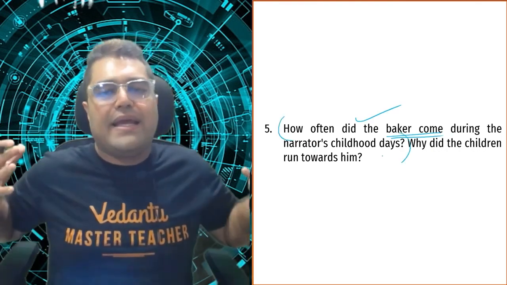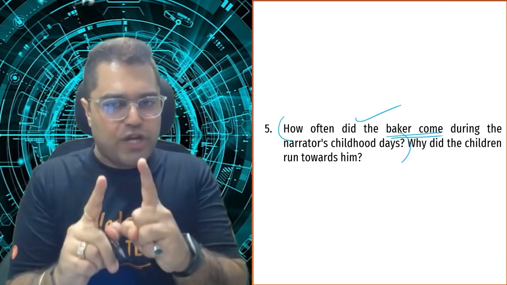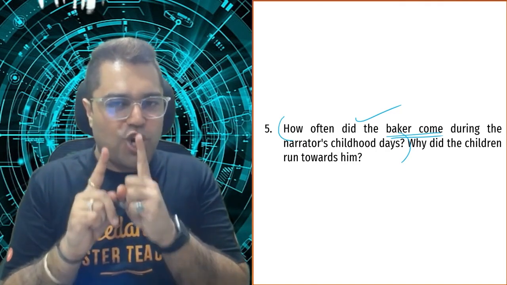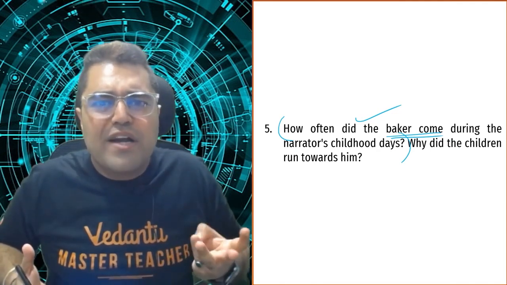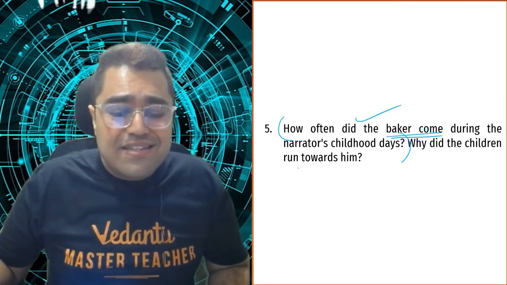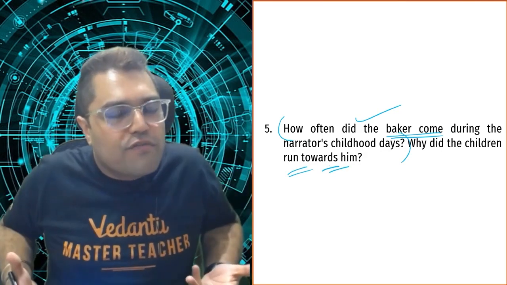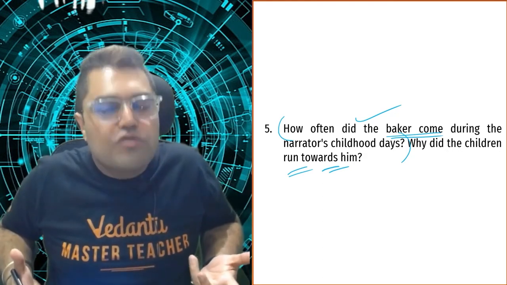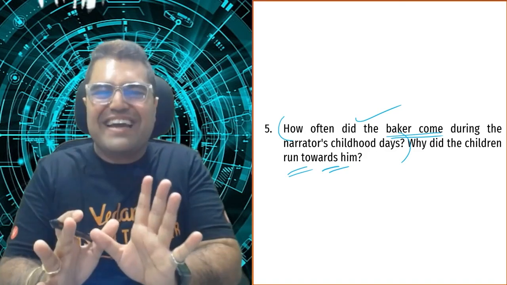Next question. How often did the baker come during the narrator's childhood days? People, can I quickly get a number? Everybody write the number immediately in the live chat, in the comment section. Today the chats are not going to stop. Give me a number. 1, 2, 3, 4, 5. Superb. Why did the children run towards him? What did the children want? Easy, people, super easy.